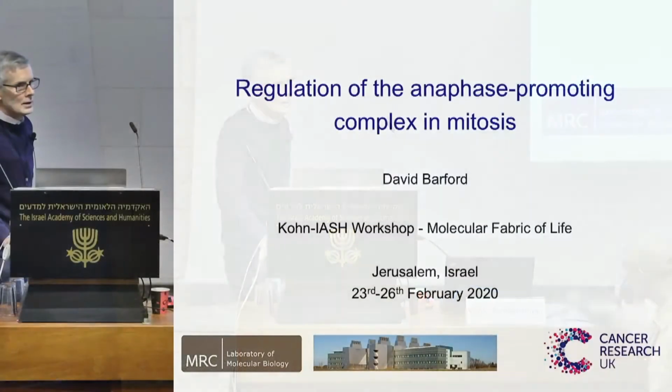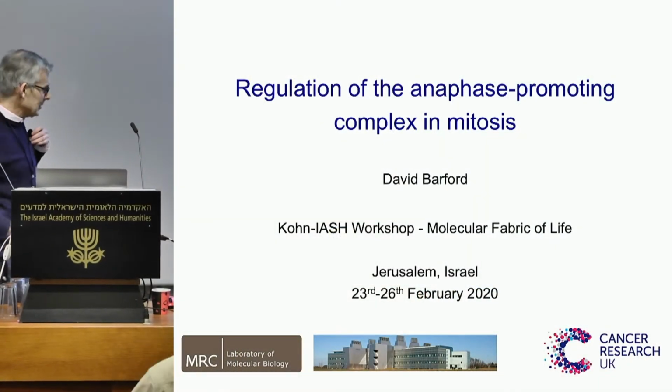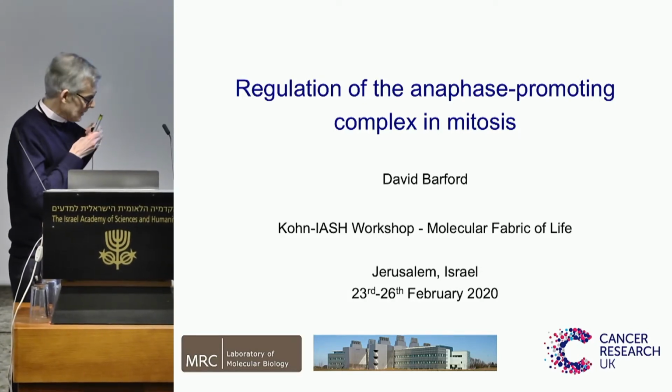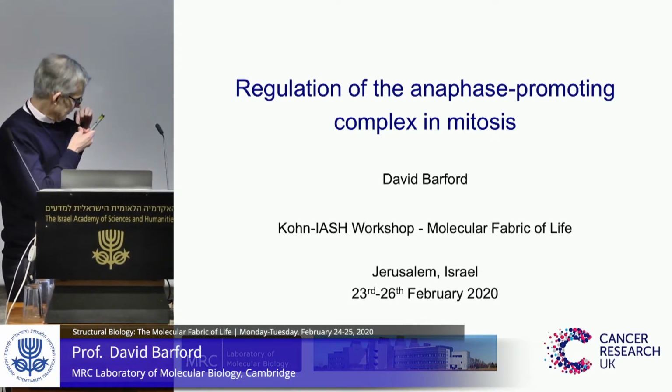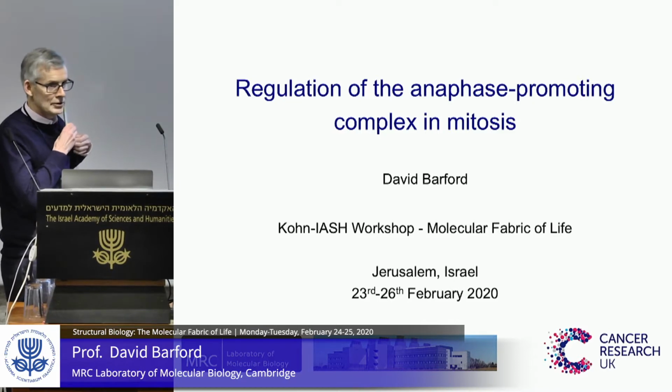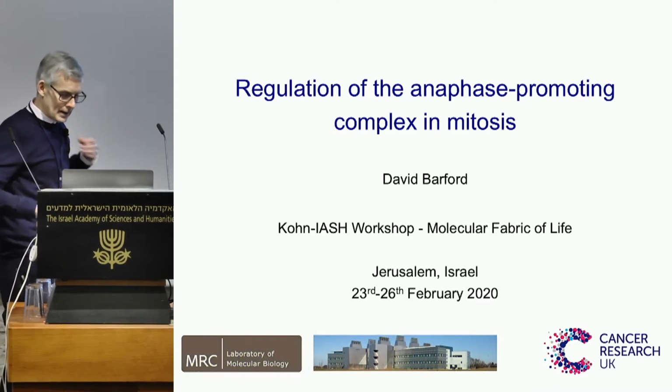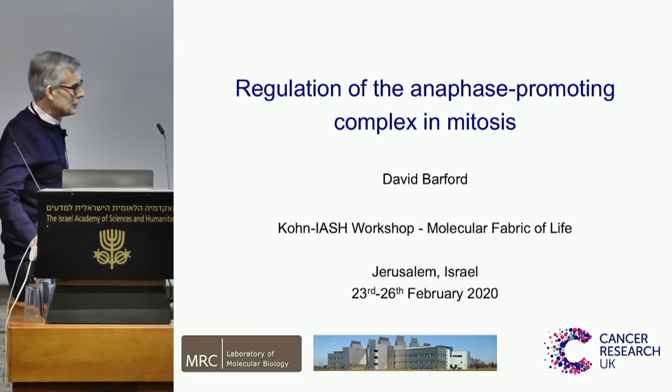Chromosomal segregation involves many molecular machines, including the centrosome, the kinetochore, and the mitotic spindle. Today I'll talk about our structural and mechanistic studies of the anaphase-promoting complex, or APC. The APC is a large multi-subunit complex which regulates progression through the cell cycle by mediating degradation of cell cycle proteins via the ubiquitin-proteasome system.